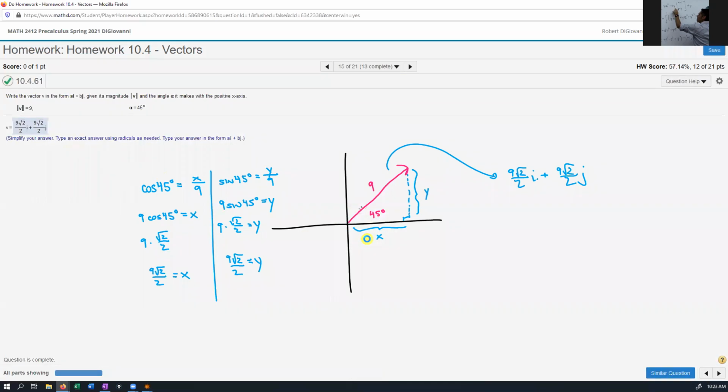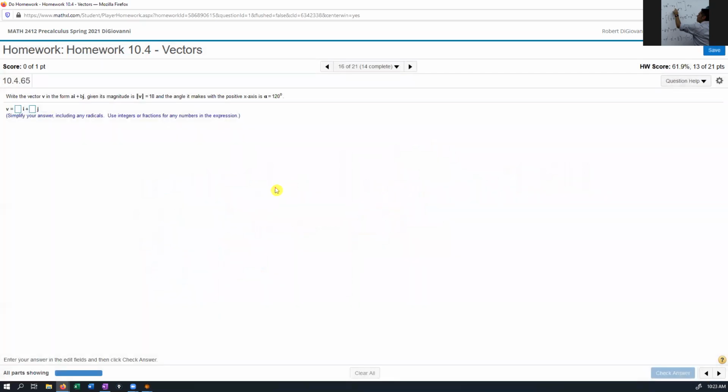All right, good. Then we get another one here. So we have another vector. It has a magnitude of 18. It makes an angle with the positive x-axis of 120.